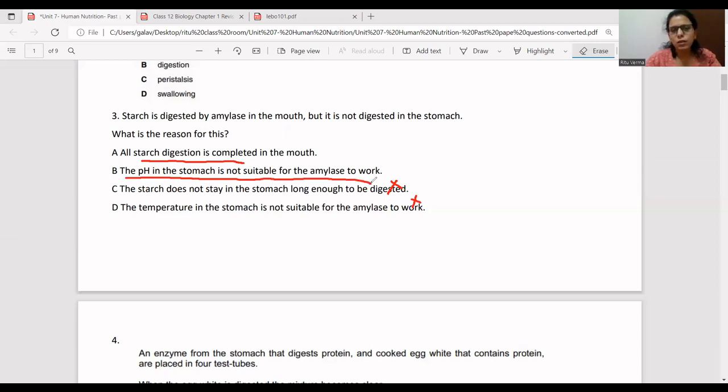This is because in the stomach gastric juice is secreted, and in gastric juice hydrochloric acid is present. This hydrochloric acid has a very low pH, pH 2. So amylase enzyme cannot work at pH 2. So the correct answer for question number 3 is option B. The pH in the stomach is not suitable for the amylase to work. The next is question number 4.